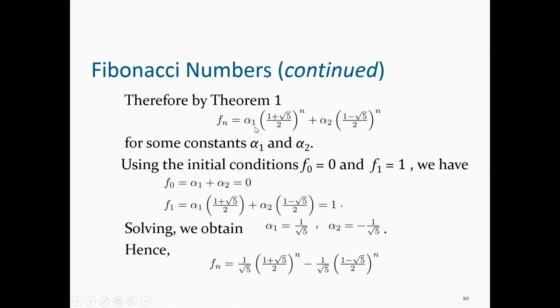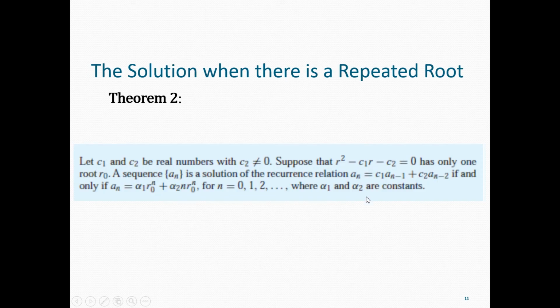Fn is equal to alpha 1 r1 to the n plus alpha 2 r2 to the n, and so this is the solution of the recurrence relation. Now using the initial conditions, we have the values of alpha 1 and alpha 2. By plugging in the values of alpha 1 and alpha 2, we have this solution. Fn is equal to 1 over square root of 5, 1 plus square root of 5 divided by 2 to the power n, minus 1 over square root of 5 into 1 minus square root of 5 over 2 to the power n. Okay. Now next, theorem number 2.